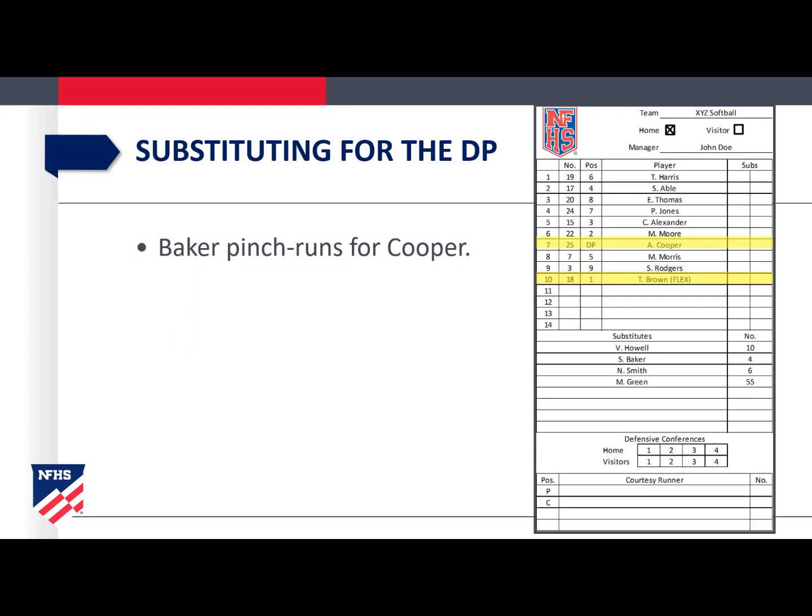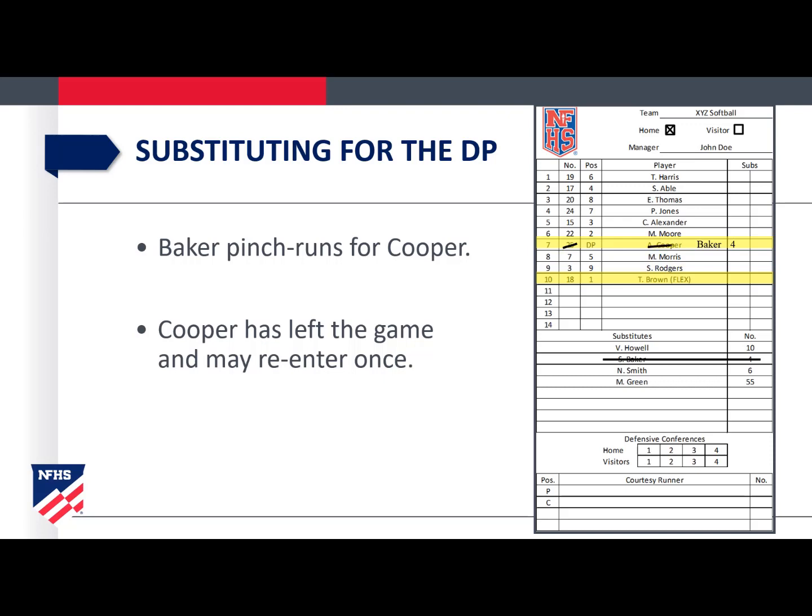Now let's see how substituting for the DP would look on our lineup card. On our sample lineup card, Cooper in the 7th spot is our DP. And Baker, who is a substitute, is going to come in and pinch run for Cooper. Cooper has left the game and may re-enter once. Baker is now the DP.